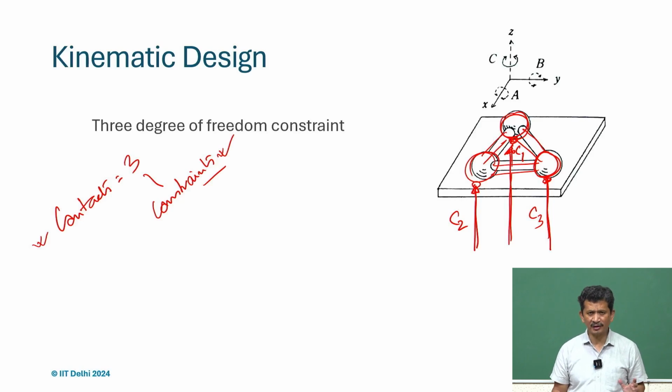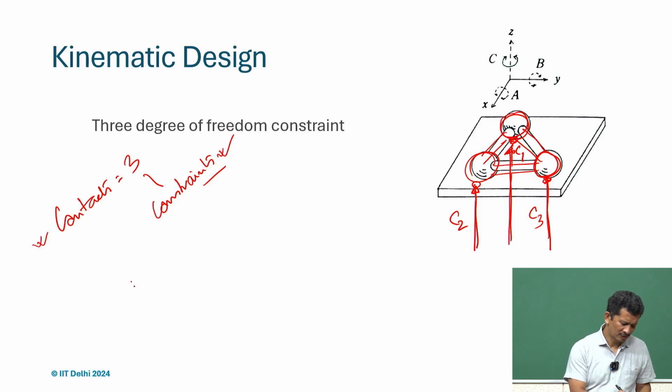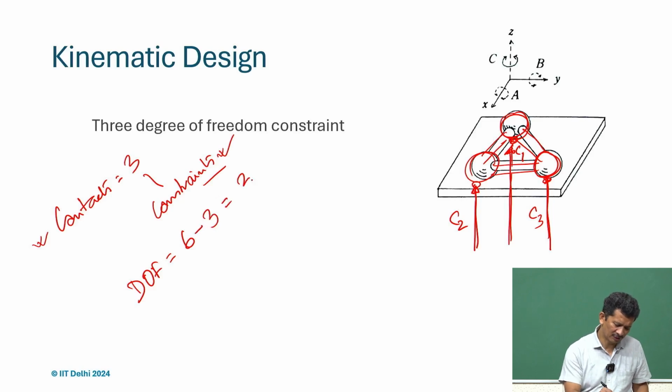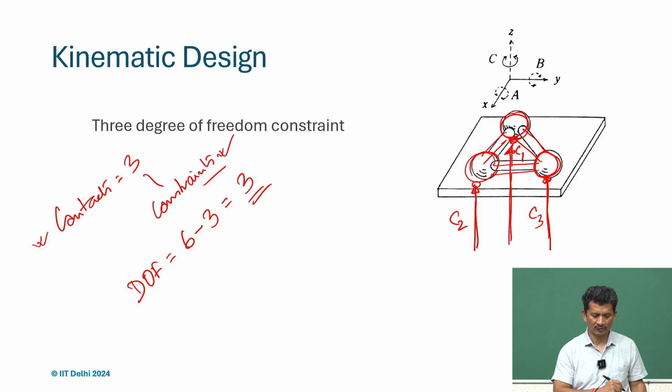So, if we have 3 constraints, 3 contacts, and if each contact removes one degree of freedom, it means, if it is freely moving in space, it will have 6 DOF. We remove 3 of them and we are left with 3 DOF. So, we need to understand here what are the constraints imposed in this case and what are the degrees of freedom.